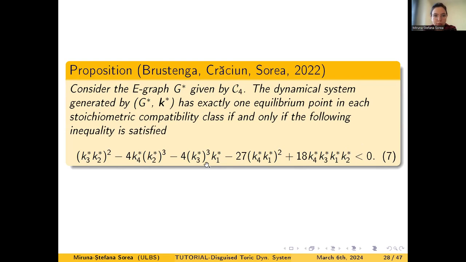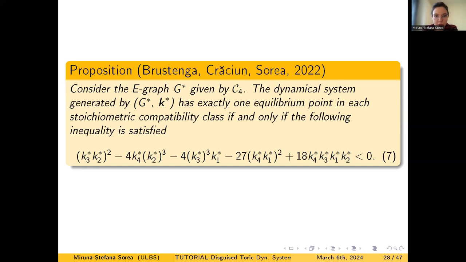We have an if and only if condition for having exactly one equilibrium point in each stoichiometric compatibility class. We are only thinking about the fourth chamber now, so we are working there. Okay.